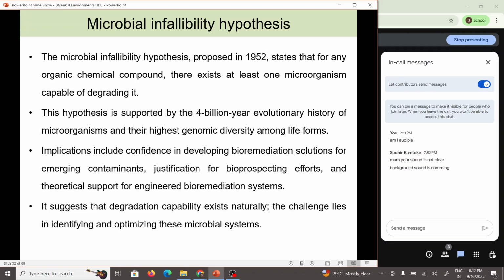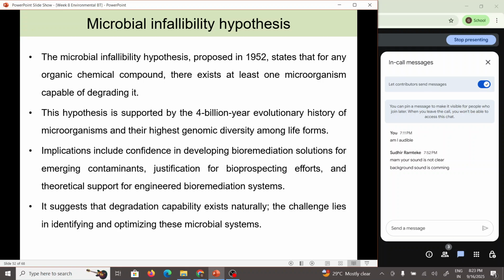Certainly in nature there will be microbial organisms that are going to degrade the organic contaminant that we will be working on. And when we try our hands at bioprospecting, we can certainly say that only the action of microorganisms has resulted in deadly contamination. So we will be able to properly justify any bioprospecting effort, and then we will have scientific evidence or a theoretical support for engineered bioremediation systems.